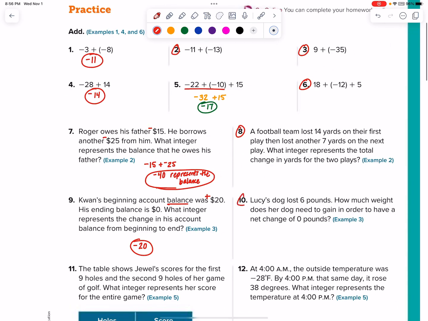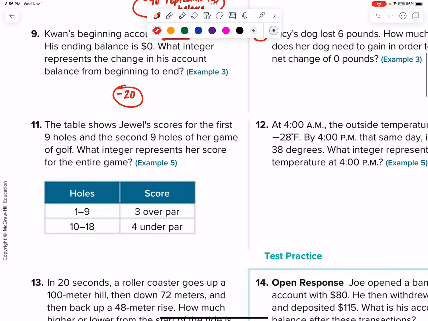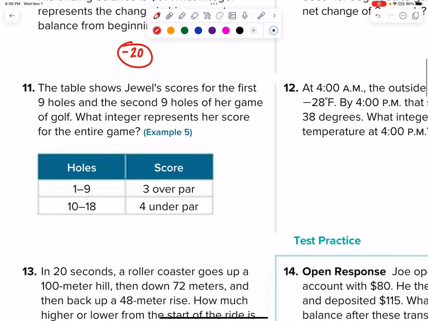So you have 10 to do, which is similar. Number 11. This table shows Jules' scores for the first 9 holes and the second 9 holes of her game. What integer represents her score for the entire game? So you have to know what 3 over par is. It says over, so do you think that's positive or negative? If you said positive, you're right. That's a plus 3. 4 under is a negative 4.